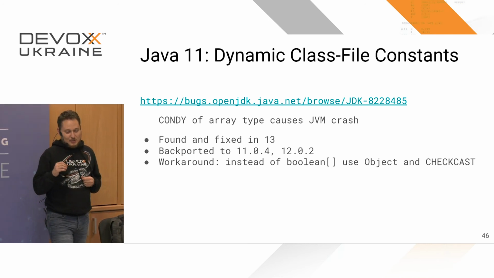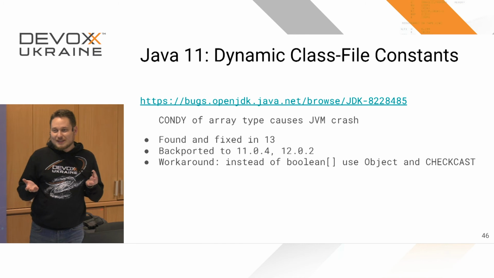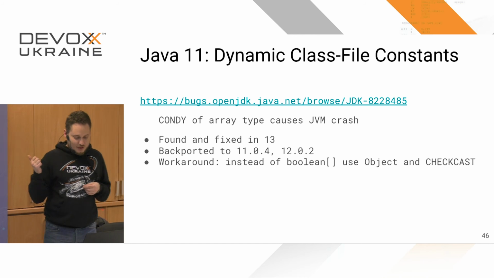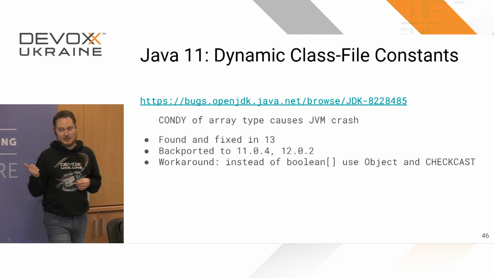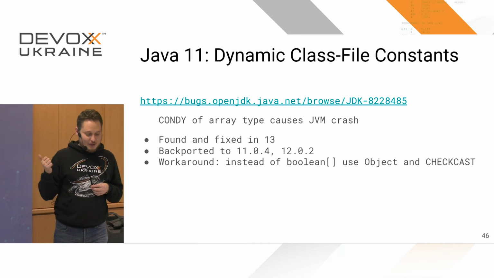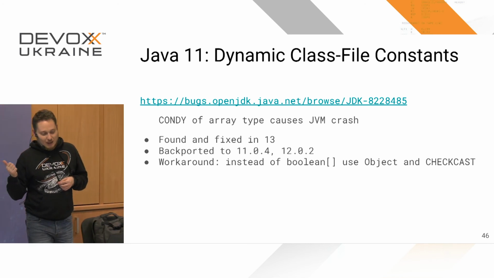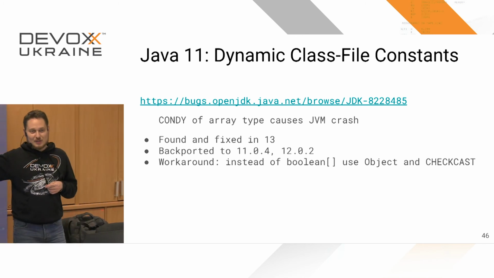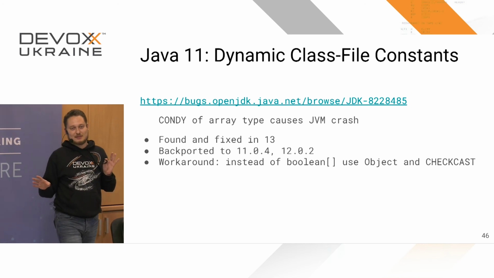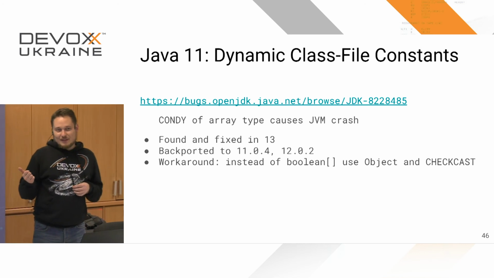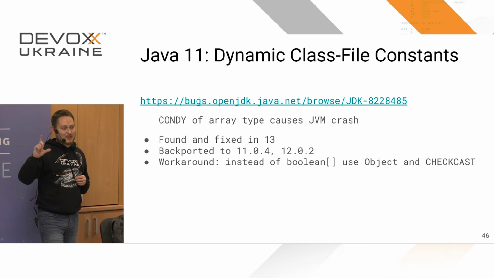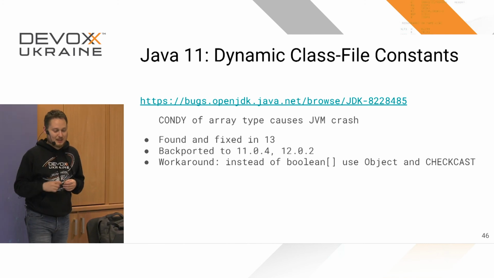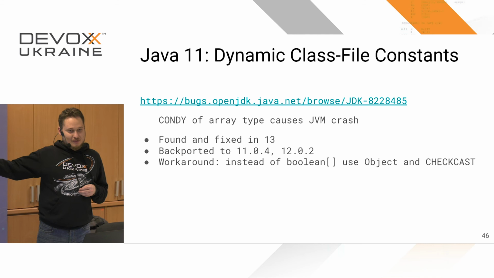So as it is not used, it's not tested, there are bugs. Our very first attempt to use condy unfortunately happened past the release of 11, when they started working on 13. At the time of working on 13, we discovered that condy of array type causes a JVM crash easily. The fix was super easy. In one switch in the JDK, one more condition was added for the case of arrays. It was backported to two versions, to 11 and to 12.